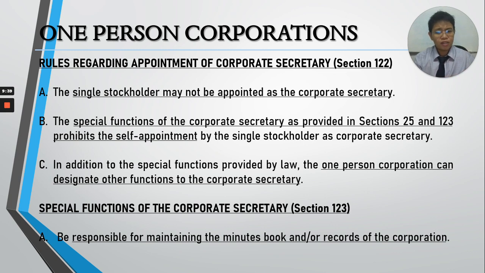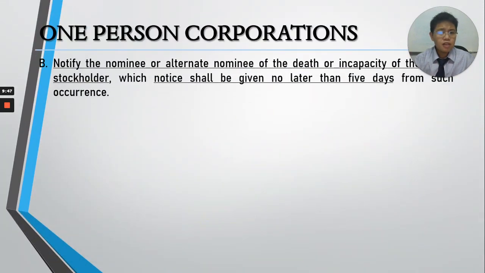So the special functions of the corporate secretary are the reason why hindi pwedeng yung sole stockholder mo ang corporate secretary. Number 1, the corporate secretary will maintain the minutes book and records of the corporation. Number 2, dito mo nalaman kung bakit: in case of death of the sole stockholder, the corporate secretary must notify the nominee or alternate nominee of the death or incapacity of such sole stockholder. The notice must be given no later than 5 days from the death or incapacity of the sole stockholder. So if the sole stockholder is also the secretary, namatay siya, by law, sino ang magno-notify? Because remember, the only person tasked to notify is the corporate secretary. Wala naman kasing ibang stockholder yan, para siya ang magno-notify doon sa nominee and/or alternate nominee.